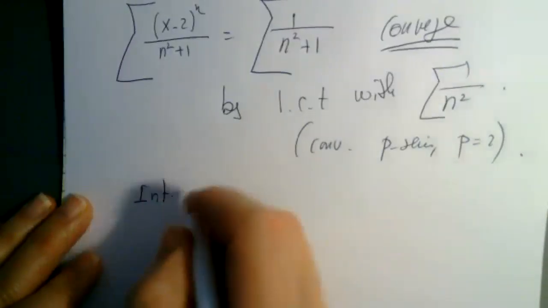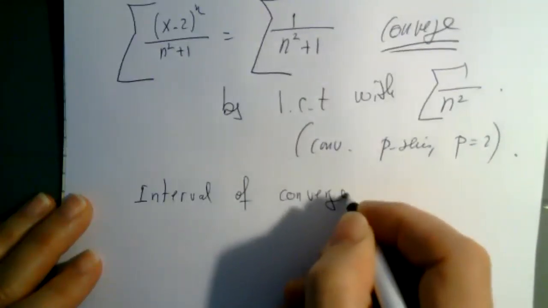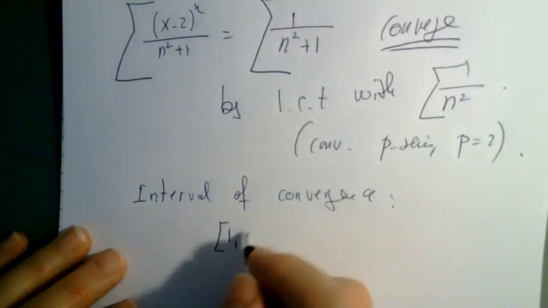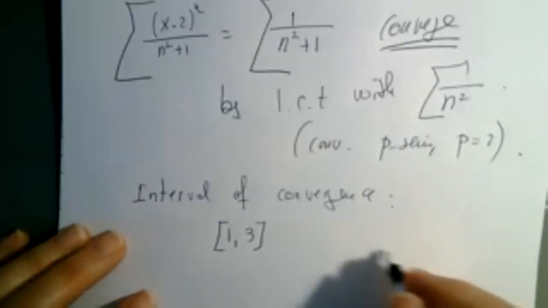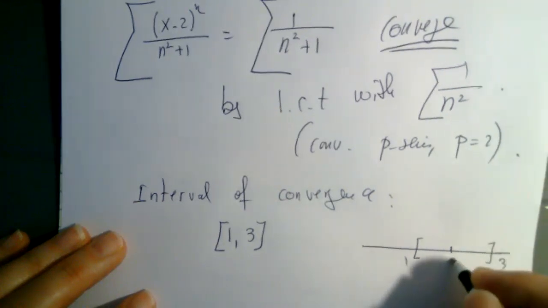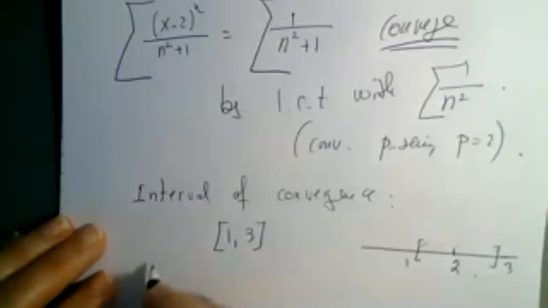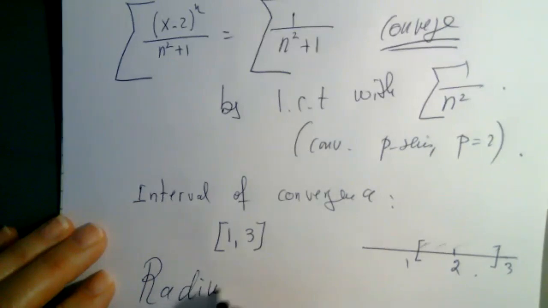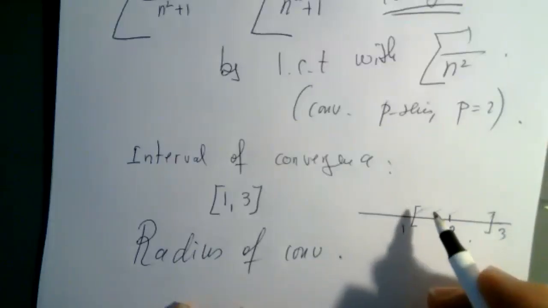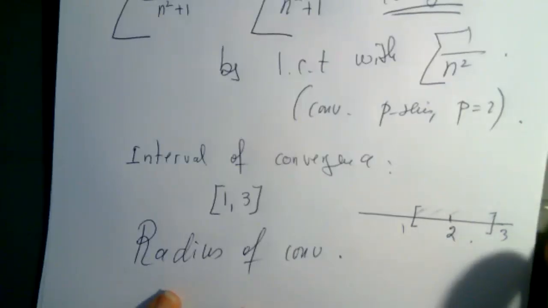So the interval of convergence, it means where does the series converge? It is the closed interval, closed at 1 and closed at 3. And the picture is, this is 1 and this is 3, and that's the center of your interval. So the series converges everywhere here, and then the radius of convergence. So what's the radius of convergence here? Does anybody understand what I mean by the radius of convergence?